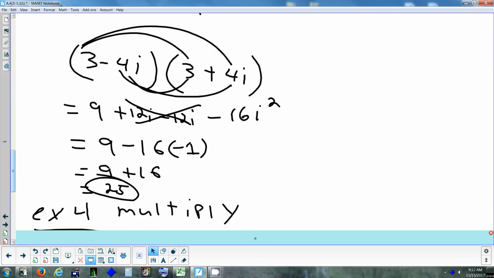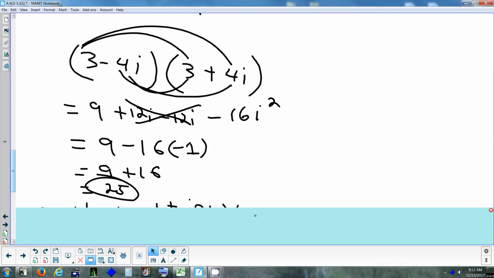So the shortcut for multiplying conjugates in your head: all you have to do is take the first number, square it. Take the second number. It doesn't matter if you take the negative with it or not, because you're going to square it. It just goes away. Take the second number, square it, add them up. That's all you have to do. First number, square it. Second number, square it, add them up.